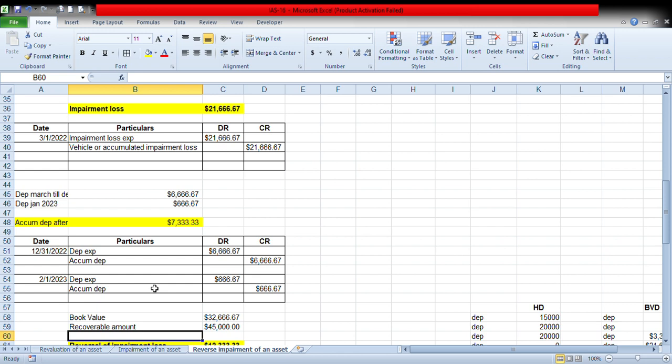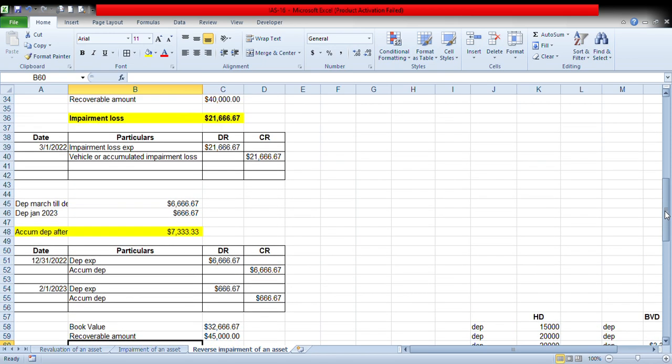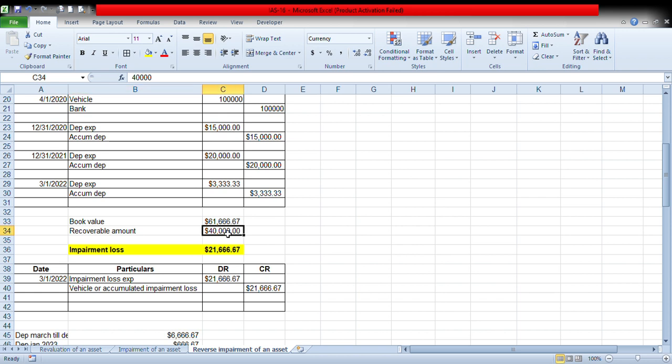I'm going to explain again: if your carrying amount is greater than your market value, then we have to record the impairment. Otherwise, if your carrying amount, meaning book value, is less than the market value, meaning recoverable amount, then we don't need to record the impairment loss. In this case my recoverable amount is less, so I need to record the impairment loss. What is the formula of impairment loss? Book value minus recoverable amount gives you the impairment loss.